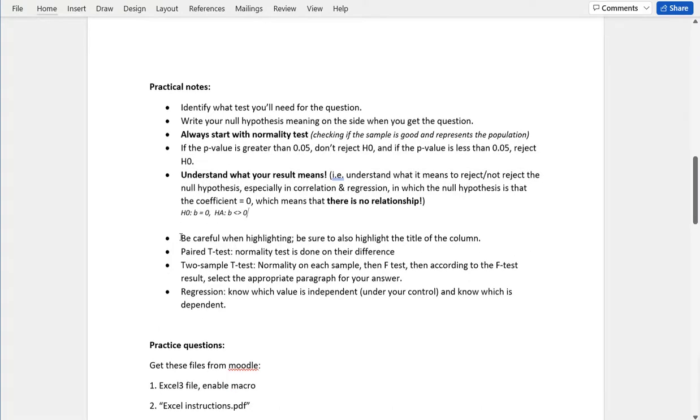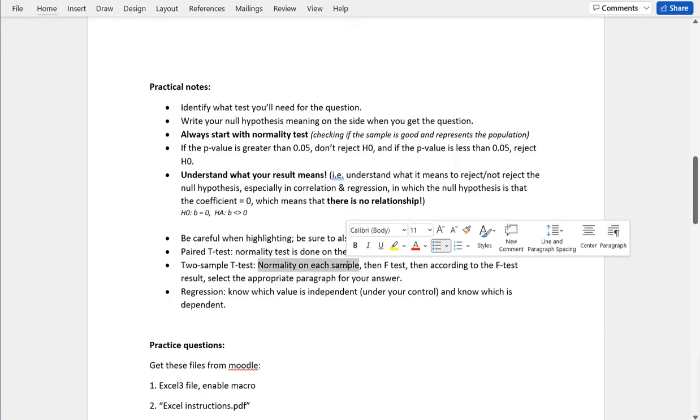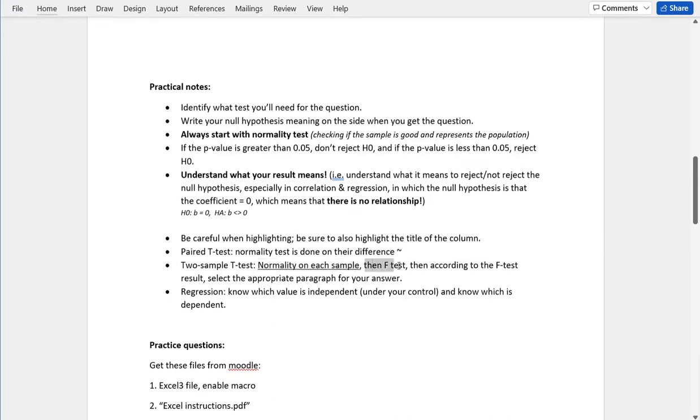Some side points as well. Be careful when highlighting. Make sure to highlight the title. Make sure to highlight the header. Paired t-test: the normality is done on the difference, but this one you can do either way, actually. Two sample t-test: remember to run normality on each sample. Then the f-test. Remember the f-test.